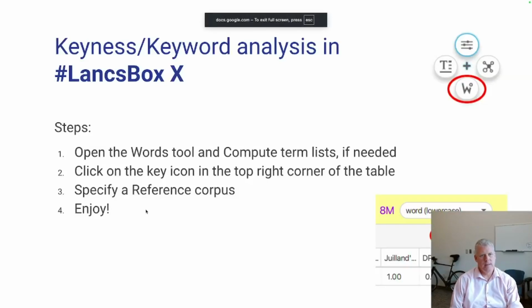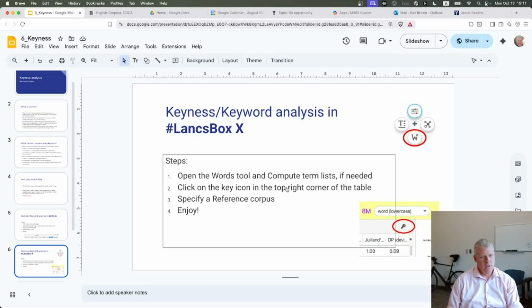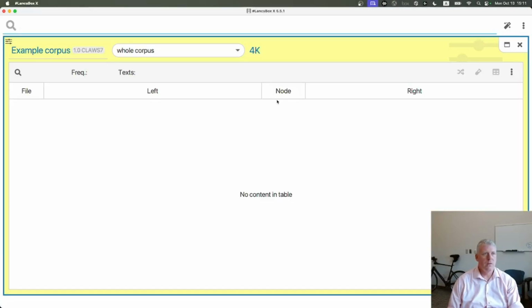Now our other friend, LancsBox X, has this ability as well. So you're going to open up the tools, open up the words tool, and compute term lists if needed. Then you're going to click on the key icon in the top right corner of the table and specify a reference corpus. And then we enjoy. So let's jump over to our old friend, or maybe new friend, LancsBox X. Here it is.